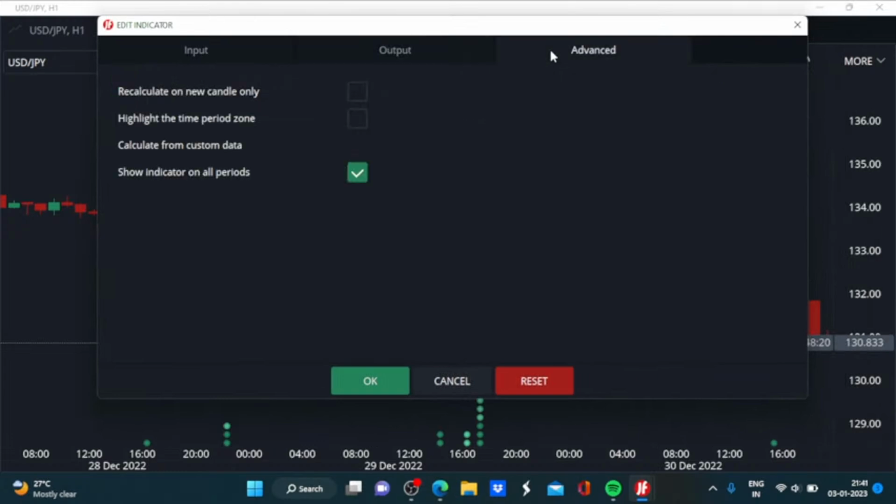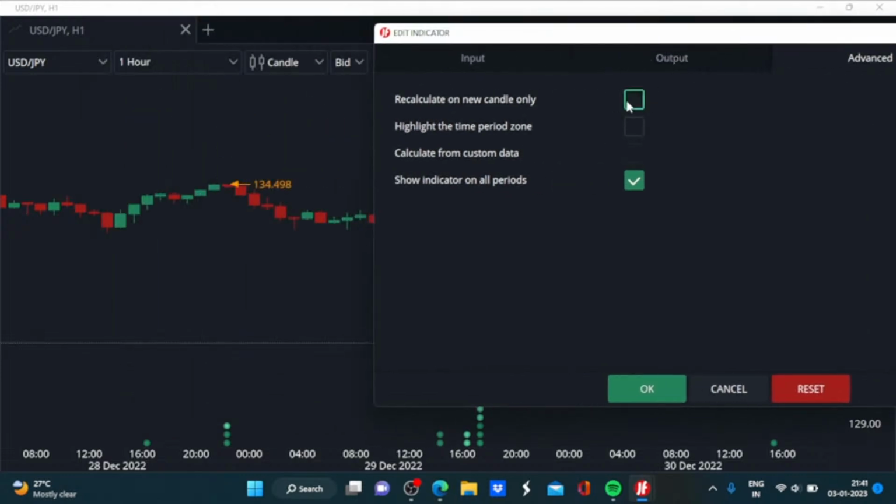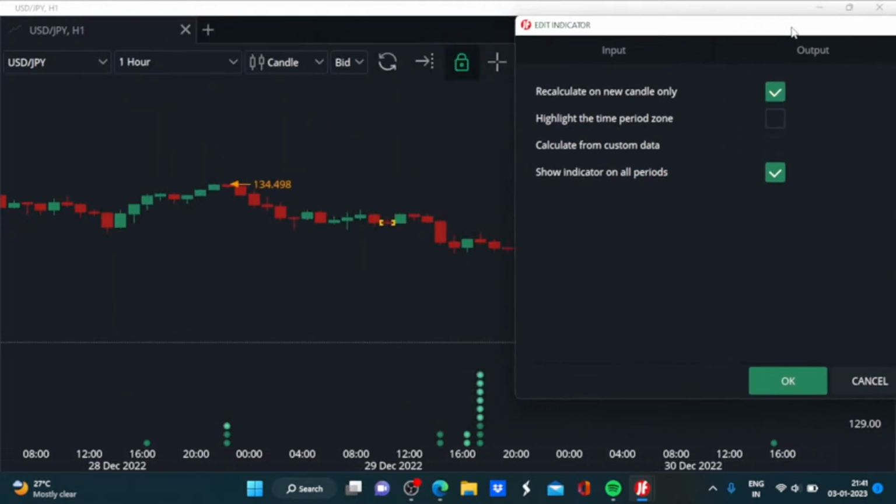All right, then comes the advanced editing. Recalculate on new candle only. This is not going to make much of a difference, so you can opt in for this. Highlight the time period zone. Only a three candle formation is required, so it is also not much meaningful. Customize from the candlestick. We can't really do that.